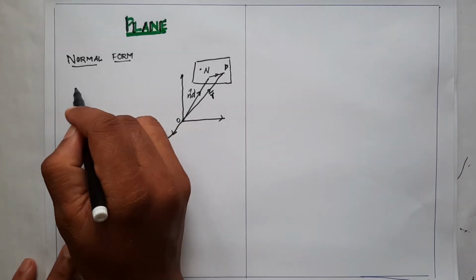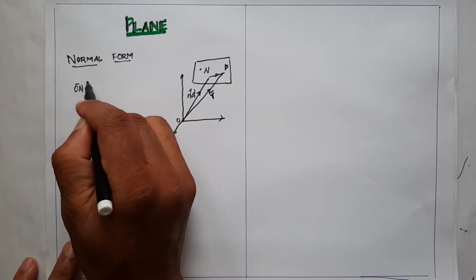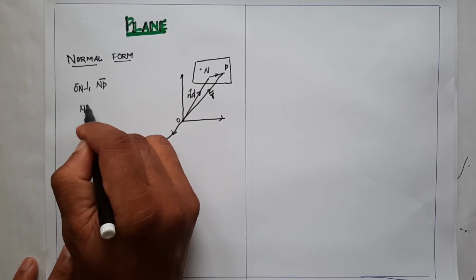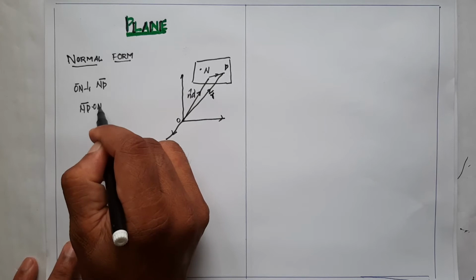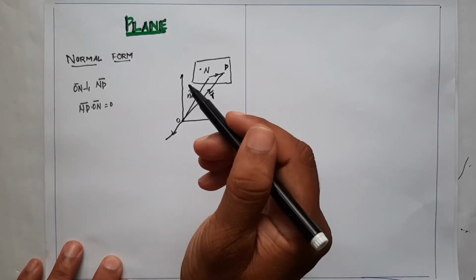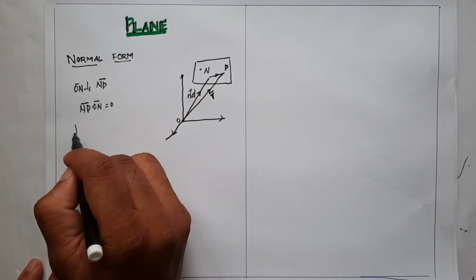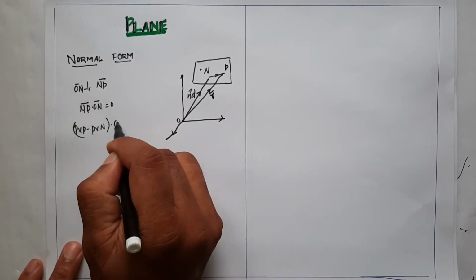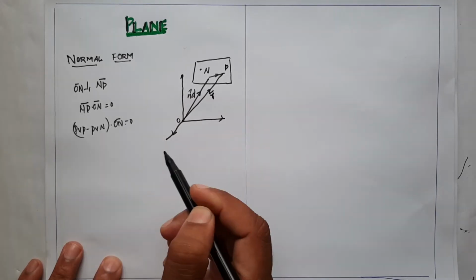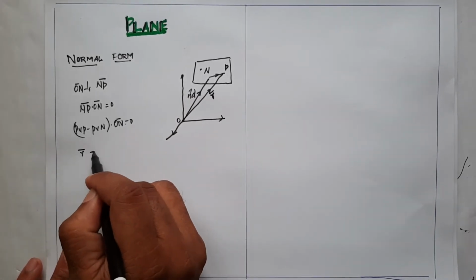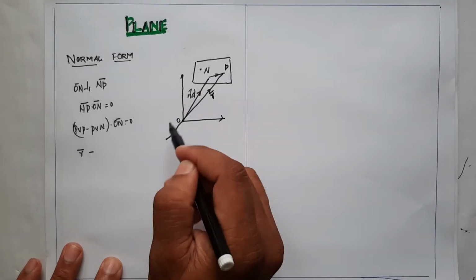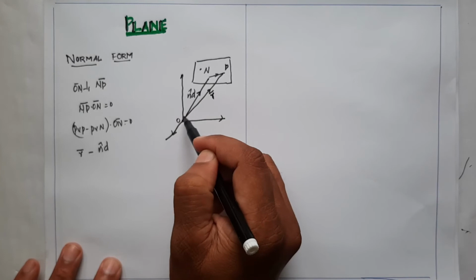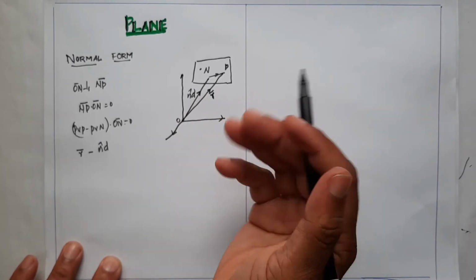Clearly here ON is perpendicular to NP. That means NP dot ON is equal to 0. What is NP? Position vector of P minus position vector of N, dot ON, is equal to 0. Position vector of P is R, minus position vector of N, which is n cap into d. Because it is the origin to plane distance, I am converting it into a vector here.